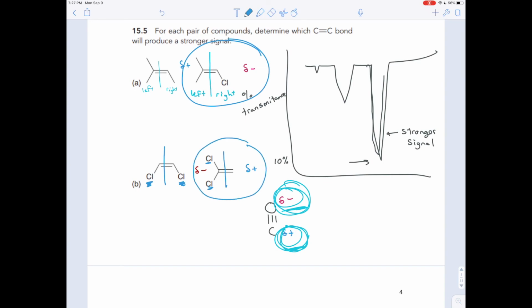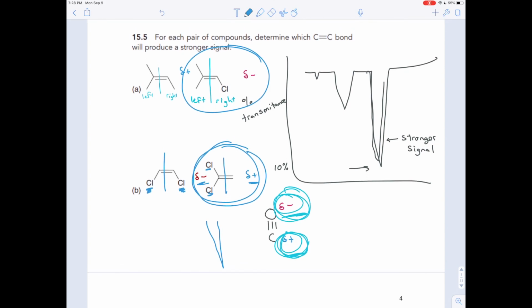And so because this has a bigger dipole, it will interact with waves of electricity better. The electricity will feel those charges more. And when it interacts with that light, the light gets absorbed, and you get those dips in the IR spectrum. So this molecule on the right with the bigger dipole will give you the stronger signal. So the take-home message here is bigger dipole equals stronger signal. And a stronger signal is just one that dips down further, casts a bigger shadow.